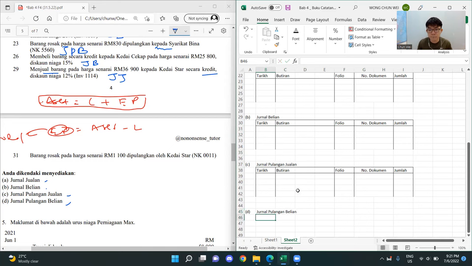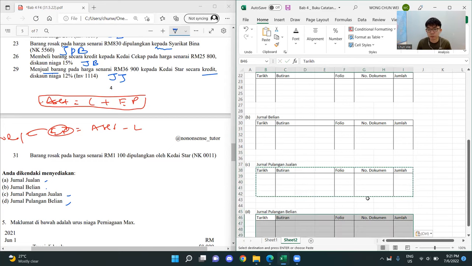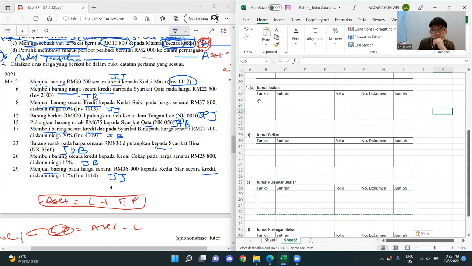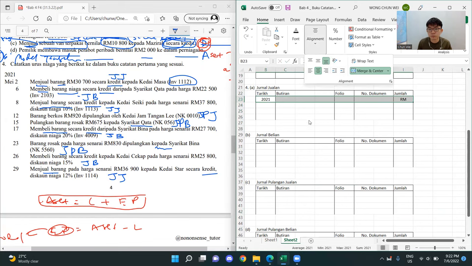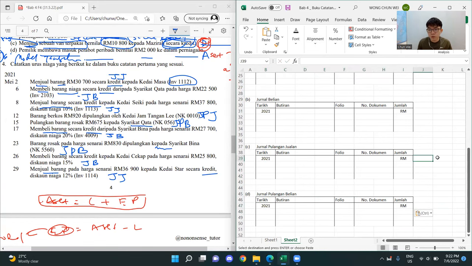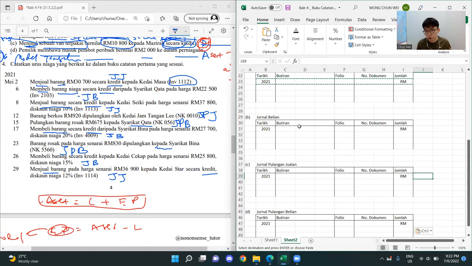Brilliant. So, do the same thing. Right? So, you can see that actually the jurnal jualan, belian, pulangan jualan, and pulangan belian, the formats are all the same. Okay? Macam tu. Tarikh, butiran, folio, nombor document, jumlah. That's it. Okay, and the tarikh, 2021. Okay, so I'll give you another 2 minutes to draw all the boxes out, right? So 2 minutes to 9:24.